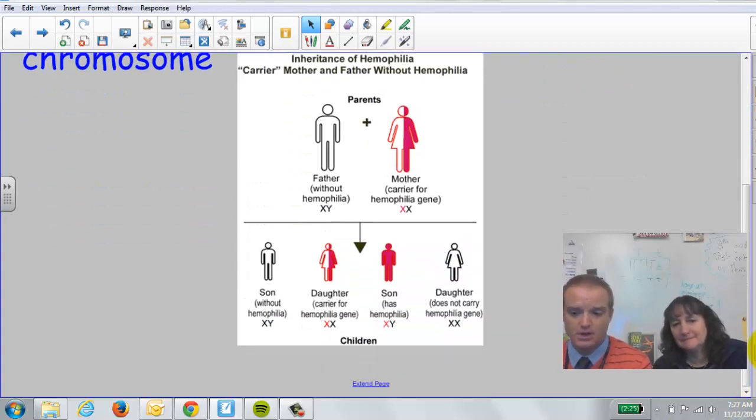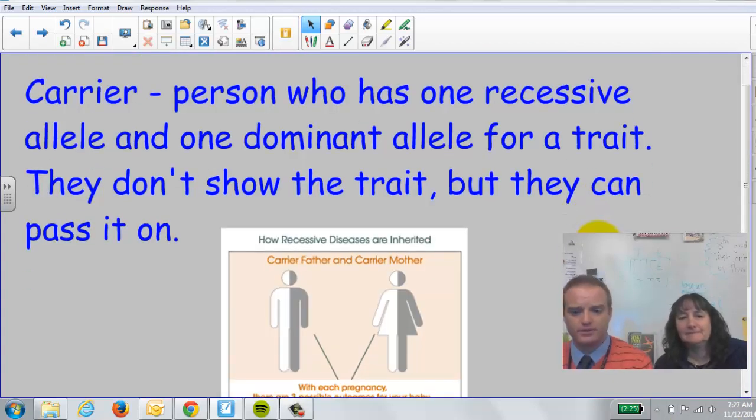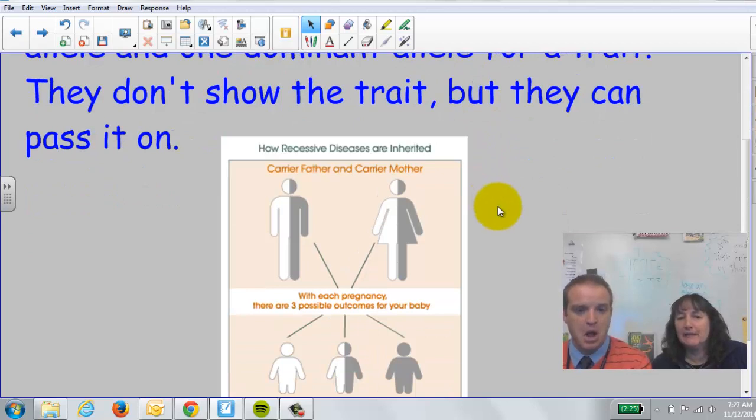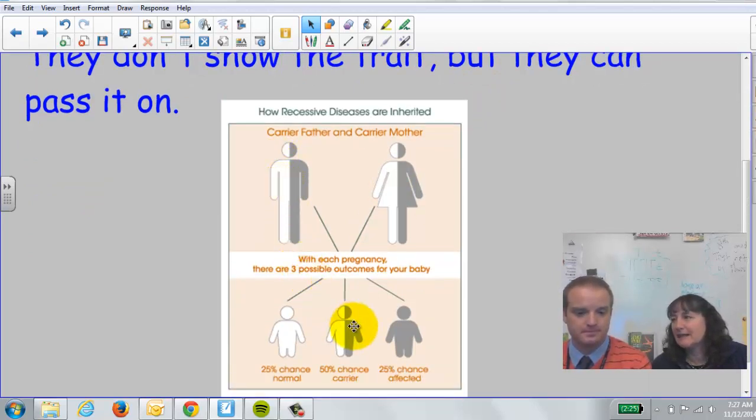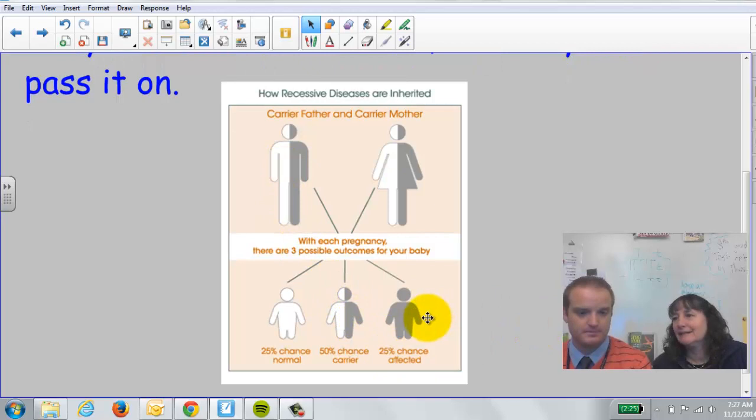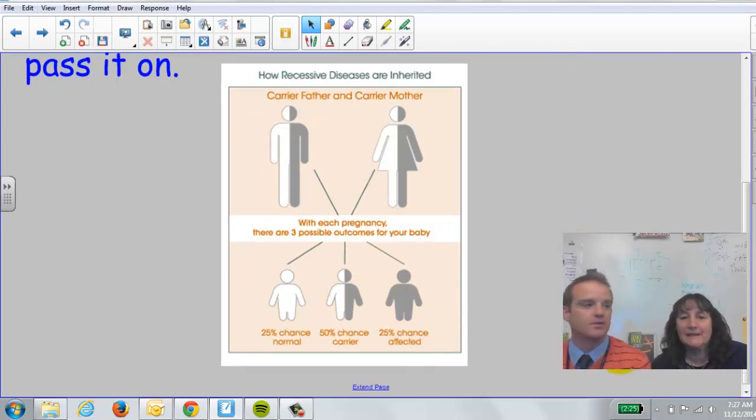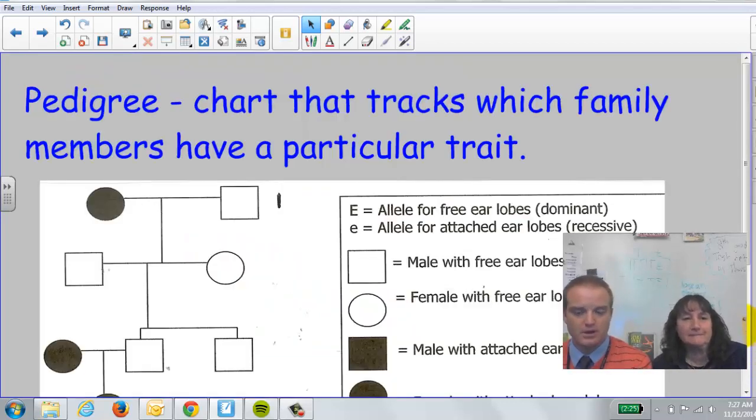Right. And so over here we have the idea of a carrier. So a carrier is a person who has that recessive allele and one dominant allele for that trait. Okay. So generally, with a regular trait, that dominant allele is going to show up. But in the sex-linked genes, if you're a male and you have a recessive trait on your X chromosome, you don't have another X chromosome, so you're gonna get that disease, yeah. I think color blindness is a big one. Yes, that's a huge one. Color blindness and hemophilia.